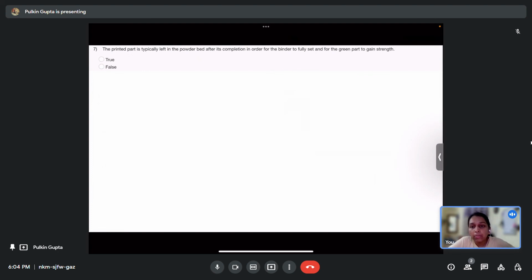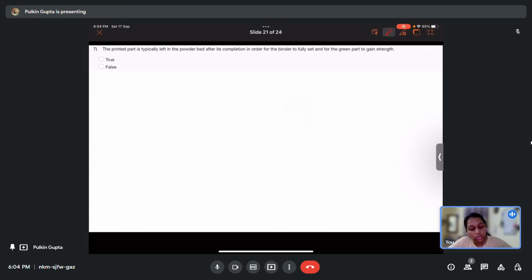Question 7. The printed part is typically left in the powder bed after its completion in order for the binder to fully set and for the green part to gain strength. True or false? This is true. I had explained it. Suppose this is your powder, and these are your binder droplets. You need to allow some time so that these can seep through these gaps and then hold these powder particles together. So for this you need to allow some time. So this is true, and for that reason the part is typically left in the powder.